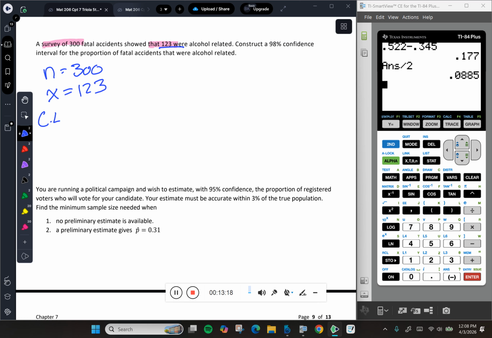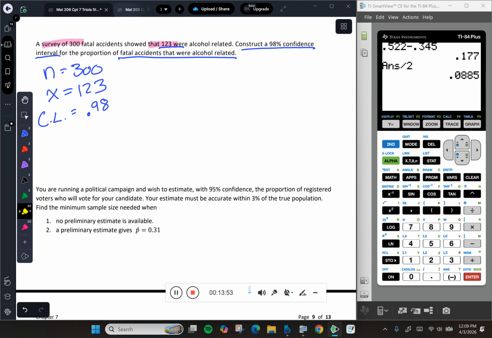And we've got a confidence level of 0.98. We're going to construct a 98% confidence interval for the proportion of fatal accidents that were alcohol related. So of all 300 accidents where unfortunately someone died, 123 of them were alcohol related. What is the confidence interval, at a 98% confidence level, for the true proportion of fatal accidents that were alcohol related?